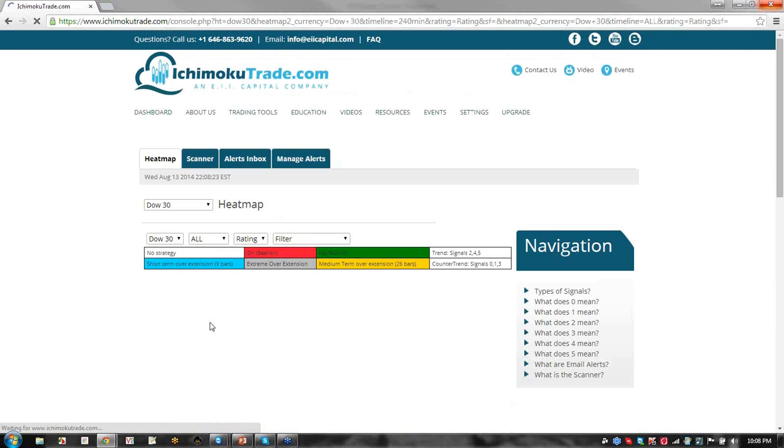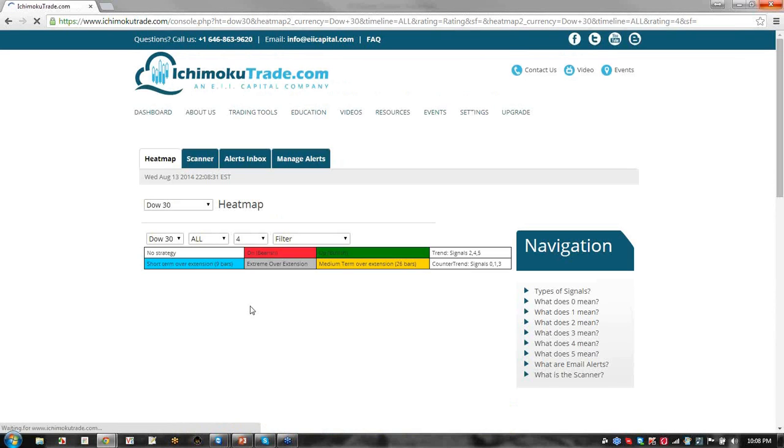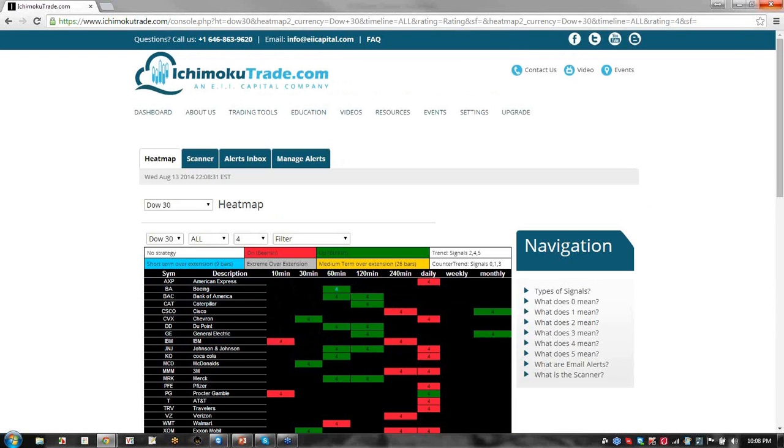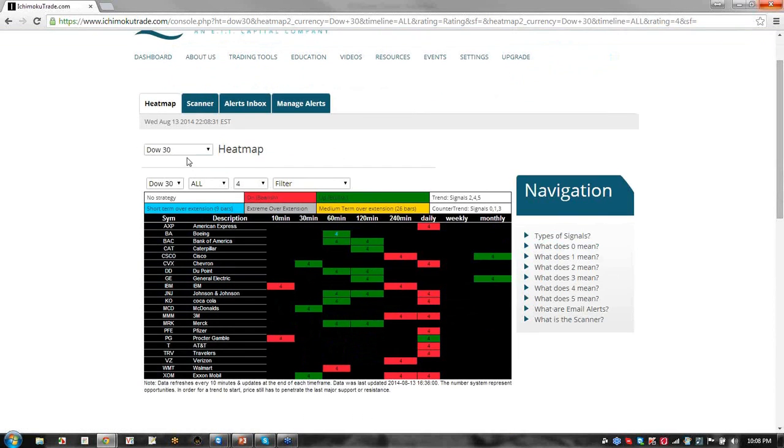Everyone good with that? Remember earlier we said the highest probability trades were 4s. So you could come down in here and say, I only want to see opportunities on 4s. And you could filter down into here. So this will show you all the opportunities on 4s for this Dow 30 market. Everyone good with that? Okay? Now I'm going to change this back to here.